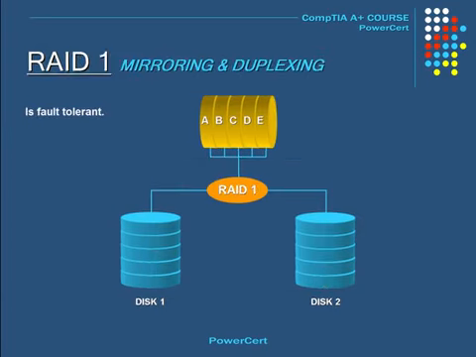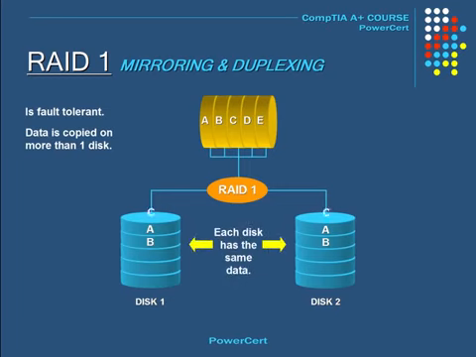Now RAID 1 is fault tolerant. In a RAID 1 setup, the data is copied on more than one disk. So disk 2 would have the exact same copy of the data as disk 1. So in the event of a single disk failure, then no data loss would happen, because the other disk would have a duplicate copy.